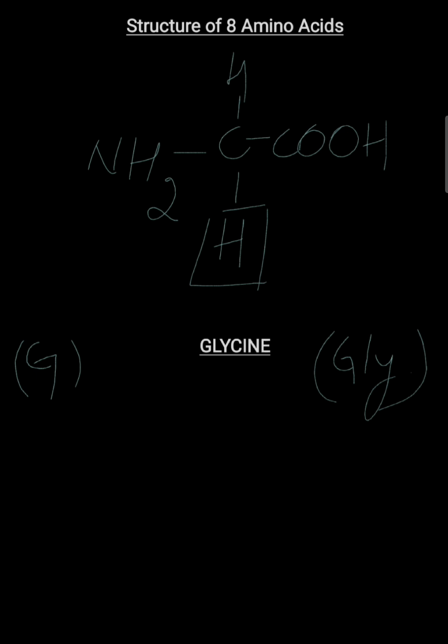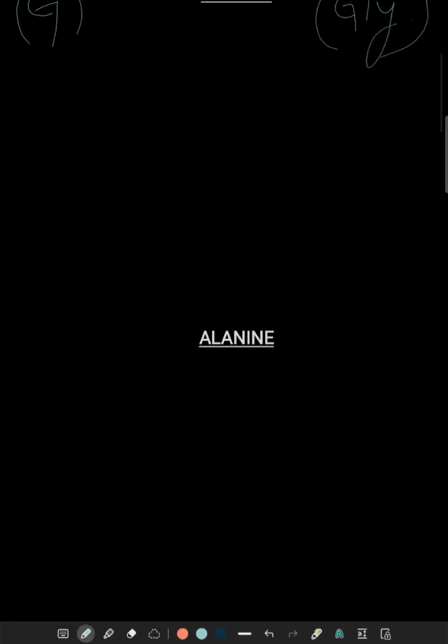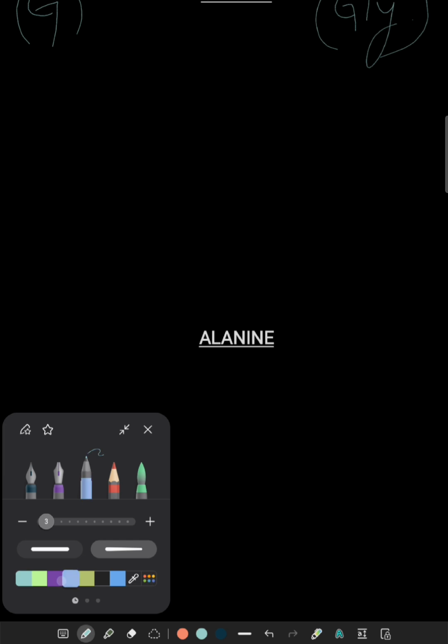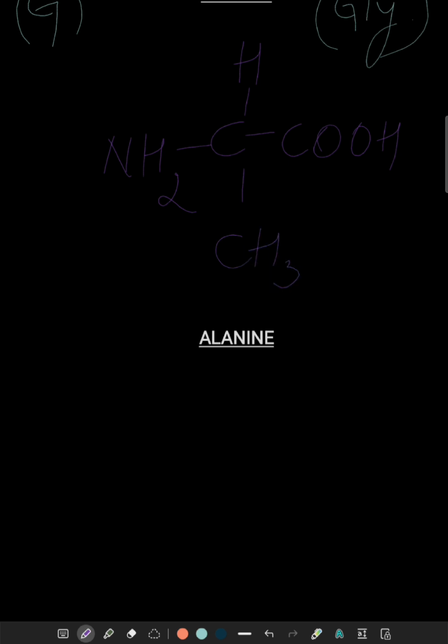Now let us do another one, that is alanine. Alanine is also very easy. We know that alanine has a carboxylic acid, which is going to remain the same. Then we have a methyl group, right? Alanine's three-letter code is ALA, and the one-letter code is A.